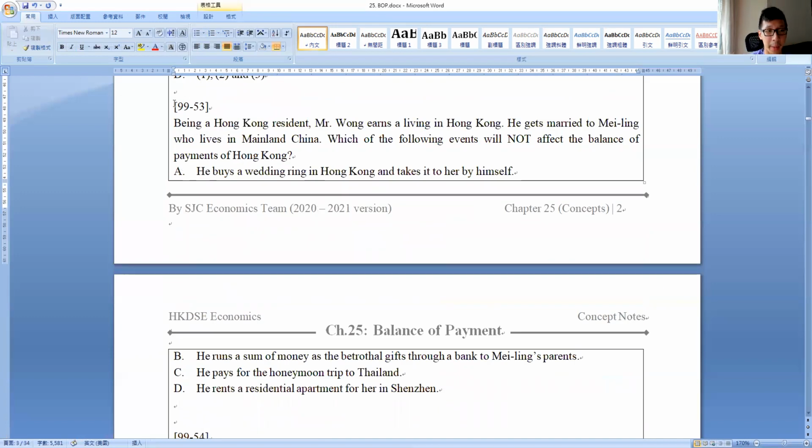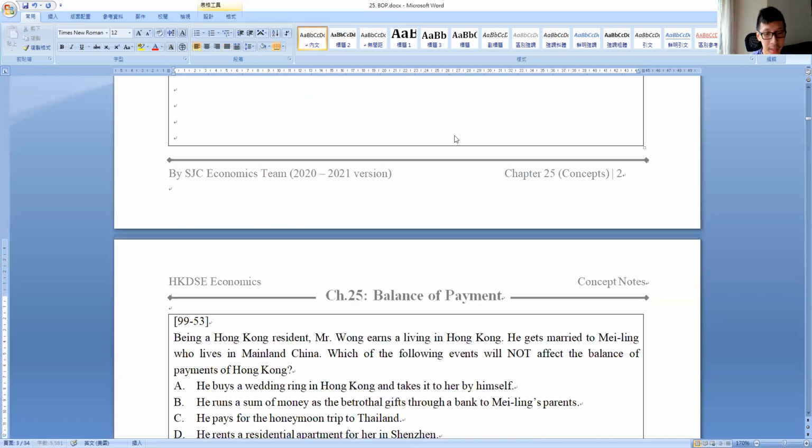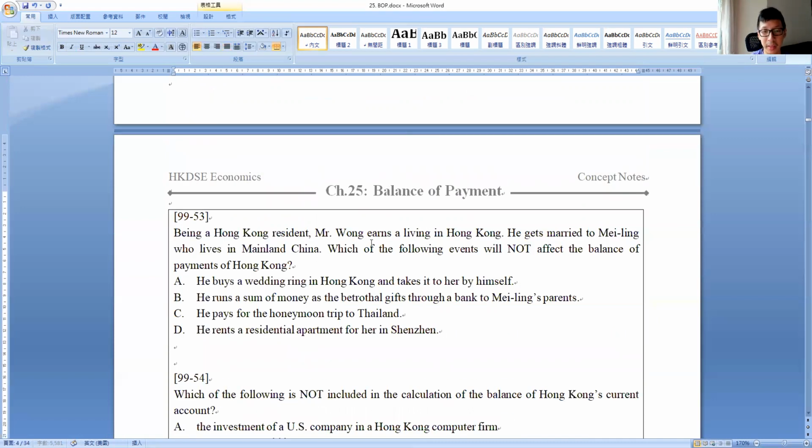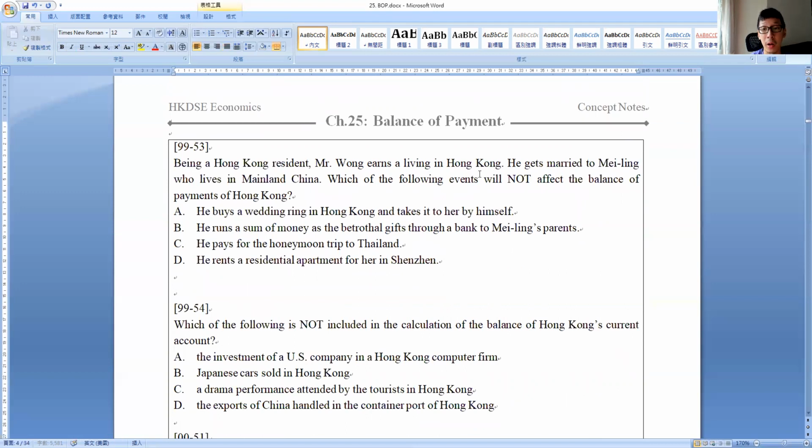All right. Now next question here. Now, being a Hong Kong resident, Mr. Wong earns a living in Hong Kong. Then he married Mei Ling, who lives in mainland China. Let's see which one will not affect the balance of payment. Remember, not affecting means no inflow or outflow. Here, he buys a wedding ring in Hong Kong and takes it to her by himself. Therefore, it will be a Hong Kong person buying something from a Hong Kong company. So this is not a BOP item.